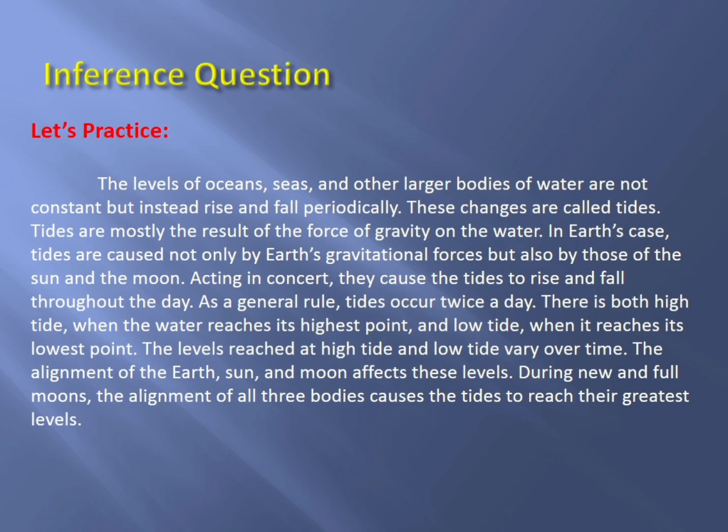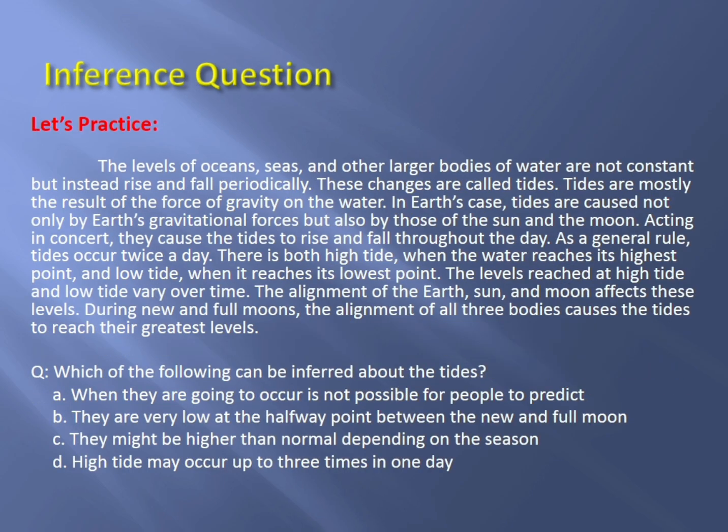The levels reached at high tide and low tide vary over time. The alignment of the Earth, Sun, and Moon affects these levels. During new and full moons, the alignment of all three bodies causes the tides to reach their greatest levels. Now for the question, it says, which of the following can be inferred about the tides?